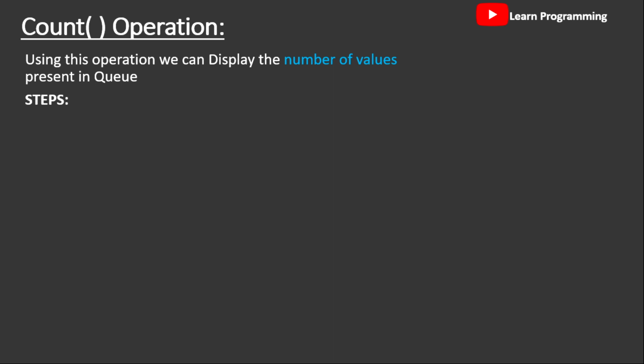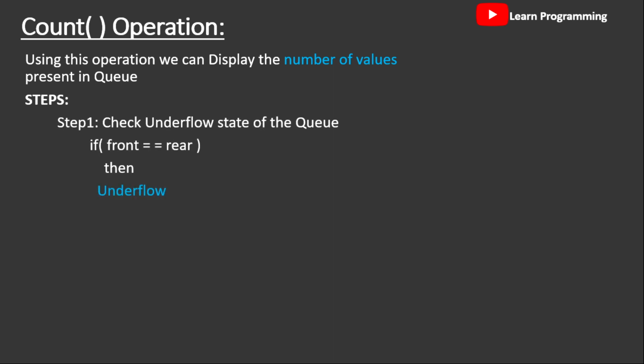First we should make sure that the queue is not underflow. We use this condition to check the underflow state. If this condition fails, then we will go ahead and make use of a for loop to count the number of values that are there in the queue.